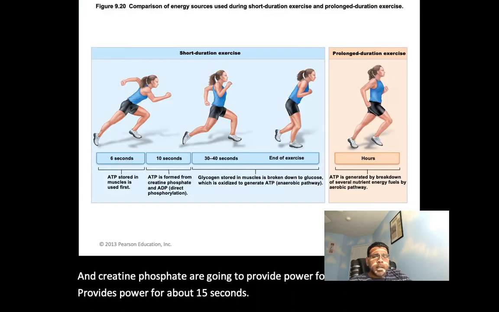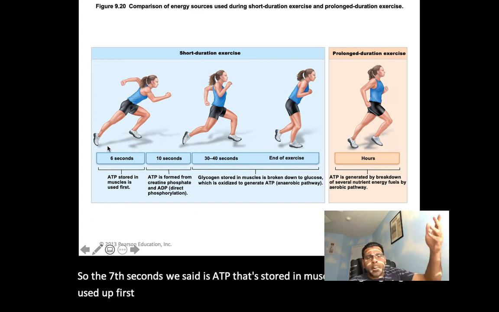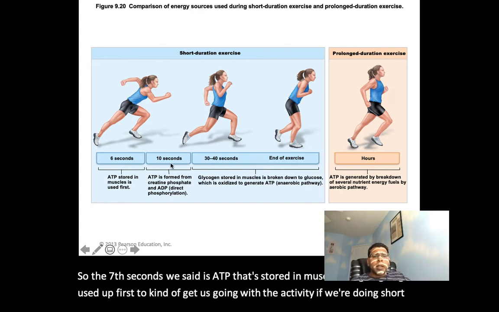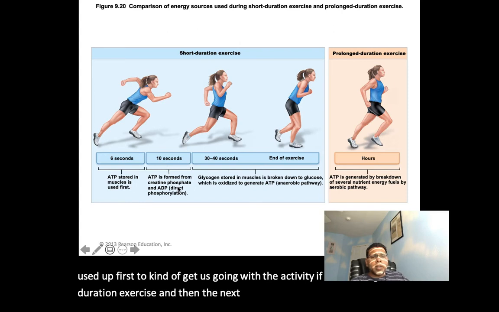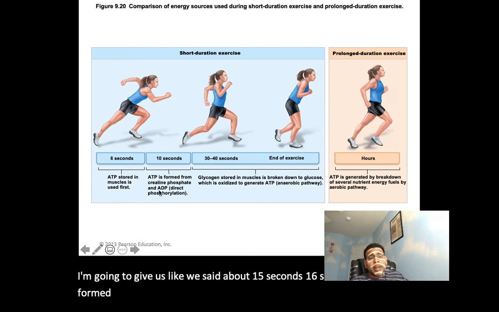So here you can see that the first 6 seconds we said is ATP that's stored in muscles. It's going to get used up first to get us going with the activity if we're doing short duration exercise. And then the next 10 seconds you can see there, to give us about 15, 16 seconds of energy, ATP is formed from creatine phosphate and ADP. So that's through direct phosphorylation.